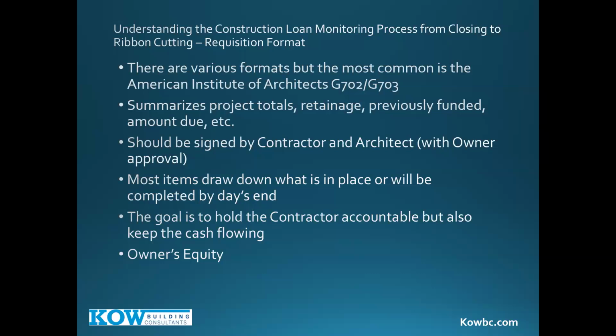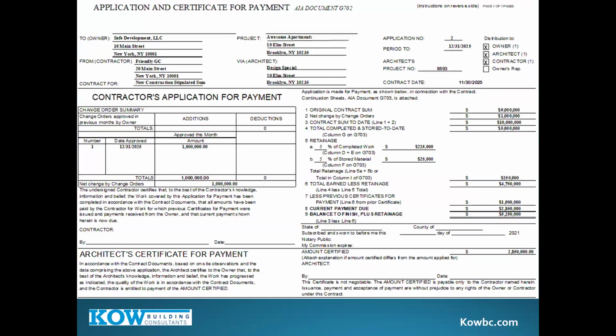Because even in the best terms, they're going to say, well, I'm over across town now. We'll be done here in 2 months. We'll see you then. So we want to keep cash flowing as long as it's accountable. And owner's equity or the owner directly paying for things could help. But that's how we want the money to flow as it's work in place. So let's take a look at the G702 and G703.